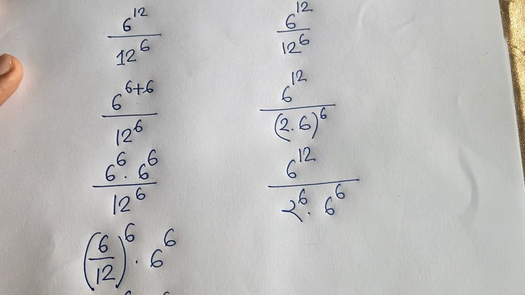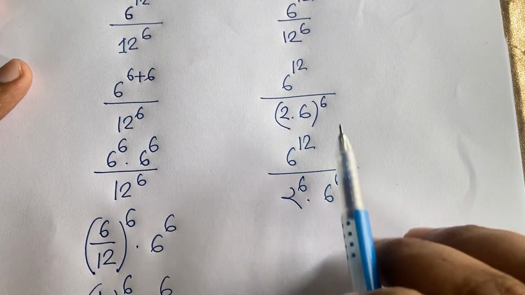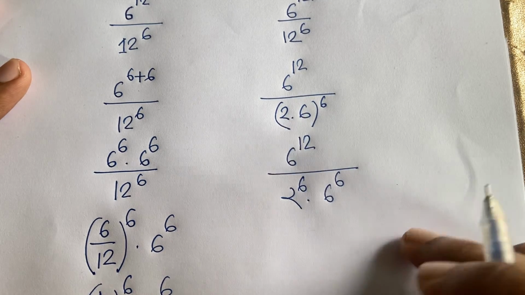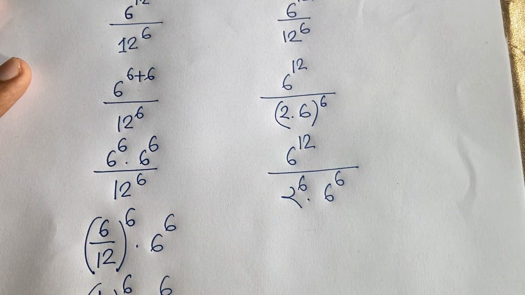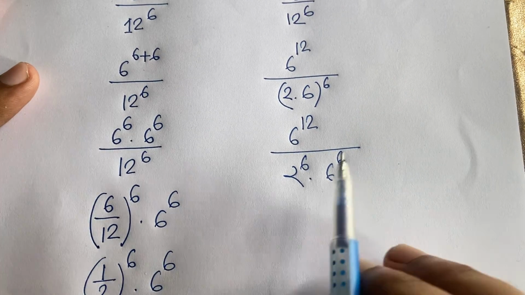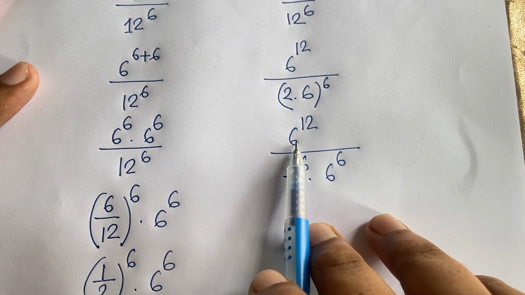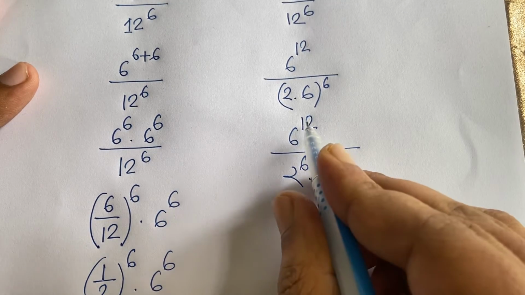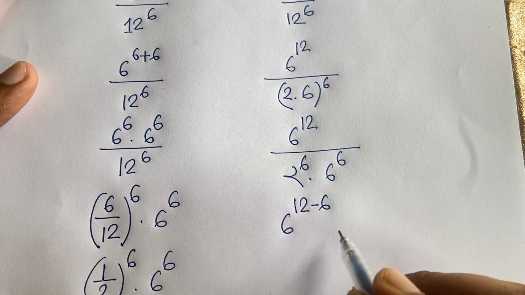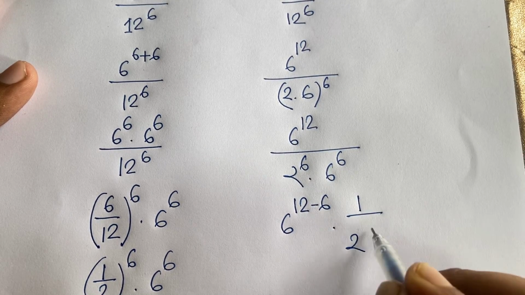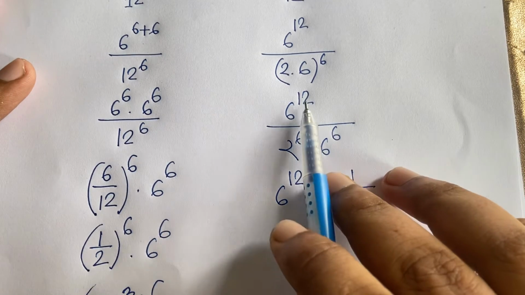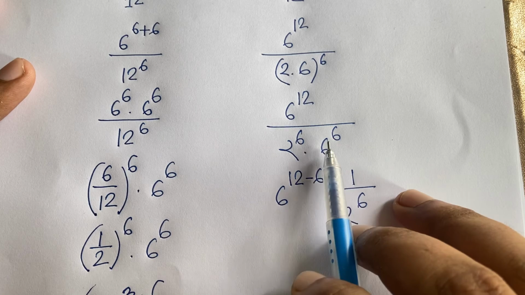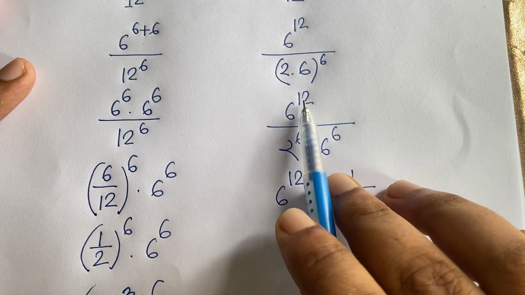Because the exponent is 6, it will be 2 to the power 6 times 6 to the power 6. Now I can say that here is 6 and this is 6, so it will be 6 to the power 12 minus 6, times 1 over 2 to the power 6. Because the exponent here is 12 and this exponent is 6 and the base is the same, according to exponential rules the exponent is 12 minus 6.